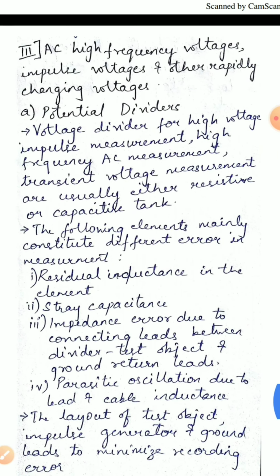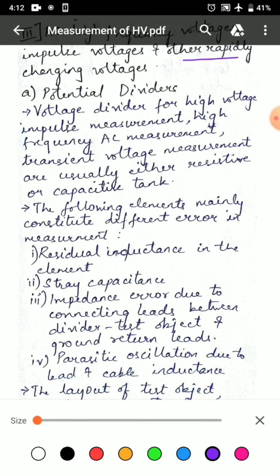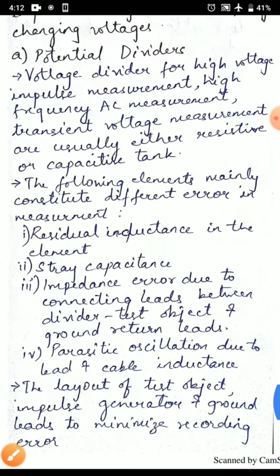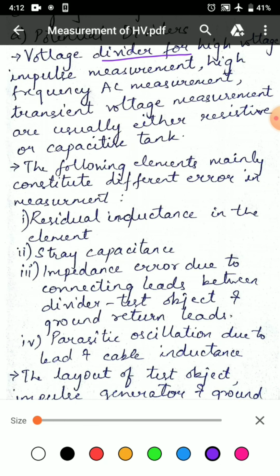The third type of measurement of voltage is AC high frequency voltages, impulse voltages and other rapidly changing voltages. We have two instruments here for measurement. The first one is the potential divider. Potential dividers are voltage dividers for high voltage impulse measurement, high frequency AC measurement, and transient voltage measurement, which are usually either resistive or capacitive tanks.